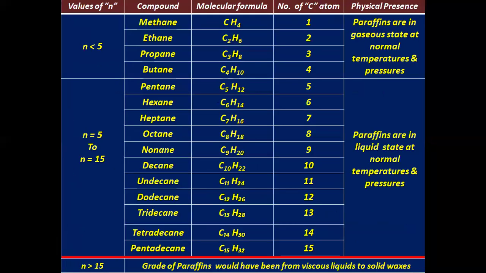See the chart. n less than 5, that is methane, ethane, propane, butane, are in gaseous state at normal temperature and pressures, and n equal to 5 up to 15, that is pentane, hexane, heptane, octane, nonane, decane, undecane, dodecane, tridecane, tetradecane, pentadecane. These paraffins are in liquid state at normal temperature and pressures.